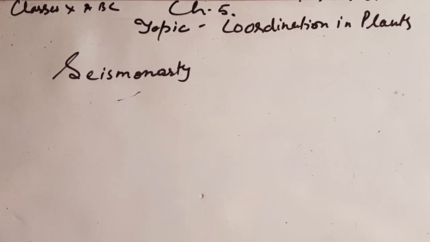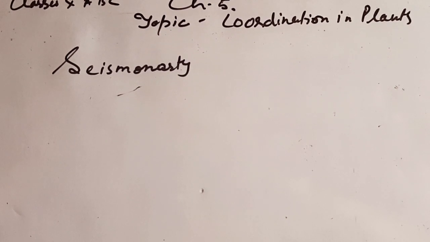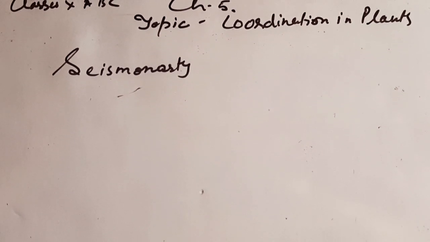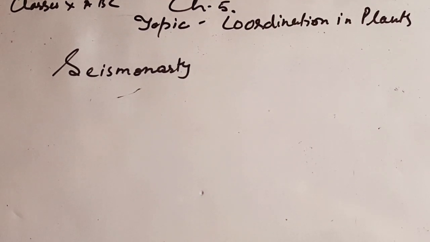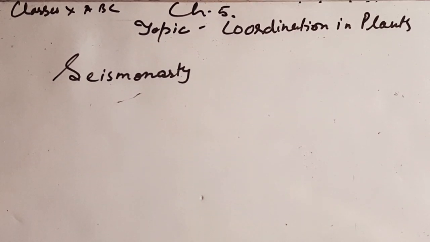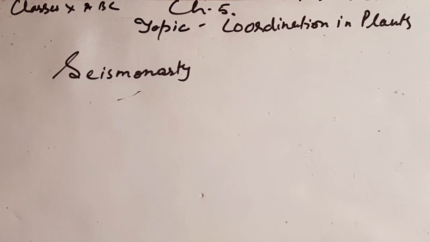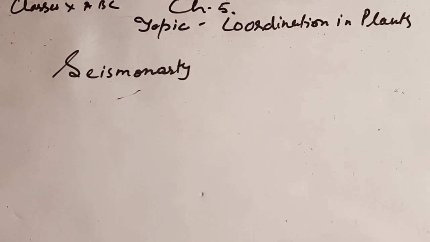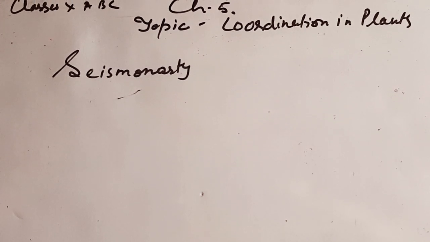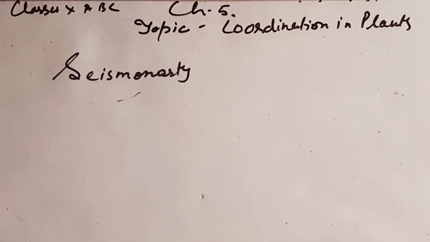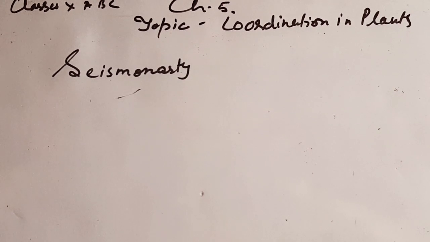Let's continue the topic coordination in plants. That day we discussed the tropic movement and nastic movement, and I told you about one example under nastic movement, that is the stimulus touch, and we discussed the drooping of leaves in the plant touch-me-not, that is Mimosa pudica.